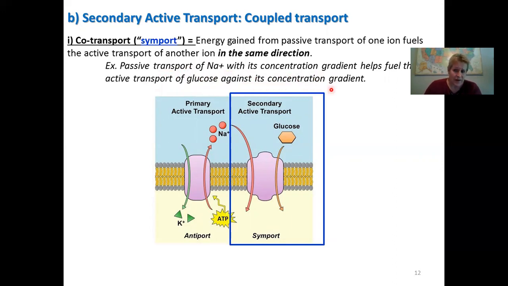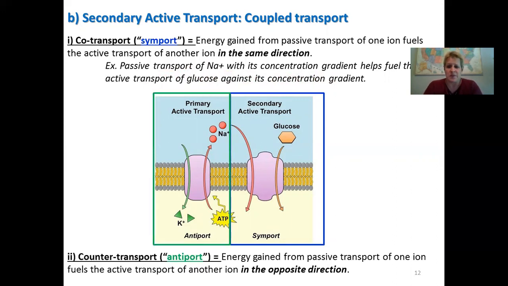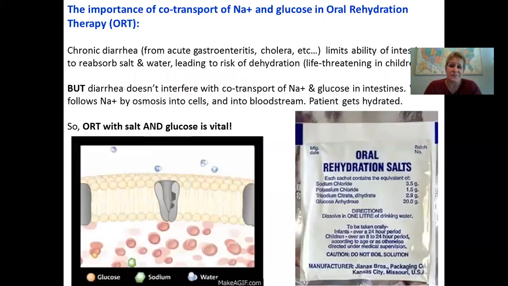And we're going to talk about how that's important in human health shortly. Okay, so 2 things going in the same direction. The passive transport of one fuels the active transport of the other going in the same direction. The next one is counter transport. Now this is where the energy gained from the passive transport of one ion fuels the active transport of something else, like another ion, in the opposite direction. All right? Okay, let's talk about the importance of co-transport.